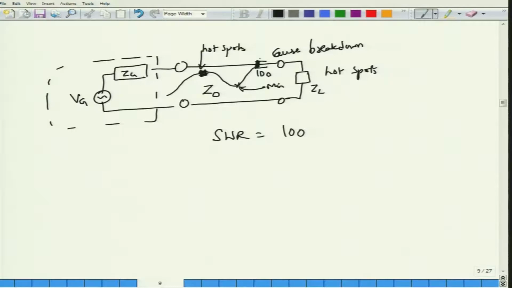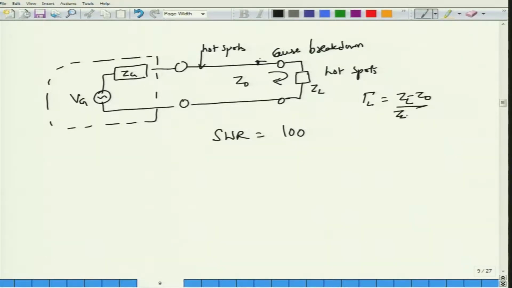Let us consider an ideal lossless transmission line with a load ZL connected. If you do not perform impedance matching, you would have created certain voltage reflections, simply because ZL will not be equal to Z0. You remember that gamma L is given by (ZL minus Z0) by (ZL plus Z0), right.